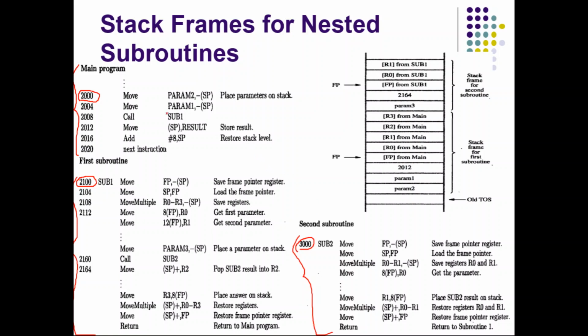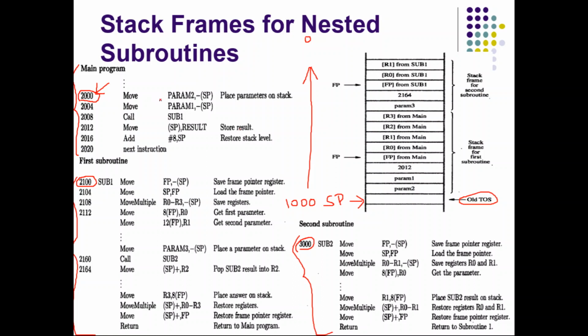Okay, so before executing this instruction 2000 in the main program, the stack pointer is pointing here. SP is here. This is the old TOS, that is originally the top of stack. For our convenience, let us assume this address as 1000. And you know that stack grows from higher address to lower address. So it grows in this direction, towards 0.